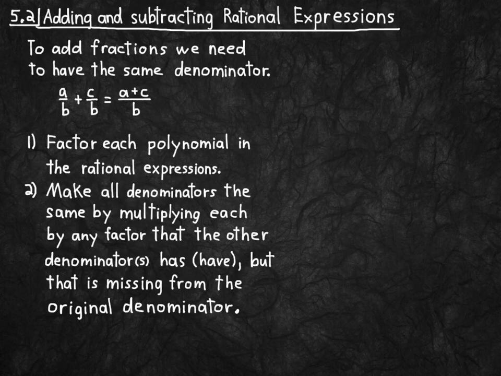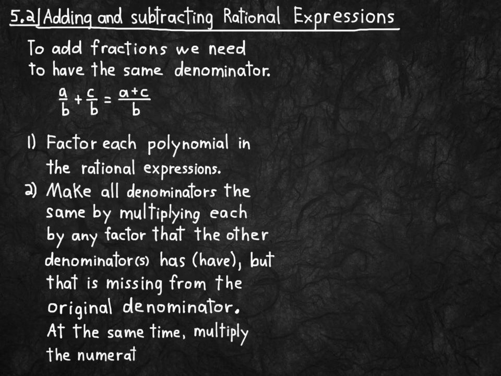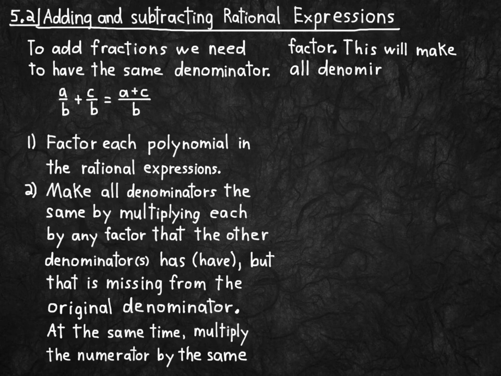So let me say that again. Make all denominators the same by multiplying each denominator by any factor that the other denominator or denominators have, but that is missing from the original denominator. Okay. At the same time, multiply the numerator by the same factor. So if you multiply the denominator by a factor, you have to multiply the numerator by the same factor. Okay? This will make all denominators the same if you apply this to all of the fractions.